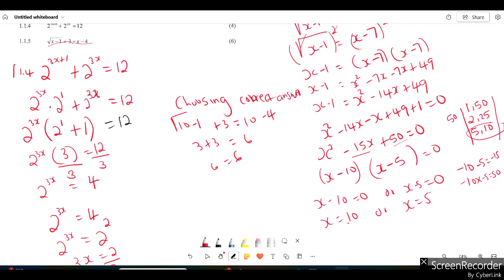Let's check 5. Where there is x, I'm going to put 5. So it's going to be the square root of 5 minus 1, plus 3, equals 5 minus 4. The square root of 4 is 2, so this is going to be 2 plus 3, and 5 minus 4 is 1. This is not correct. So you're going to cross it out. Therefore, you write x equals 10. It has marks. Make sure that you do this.